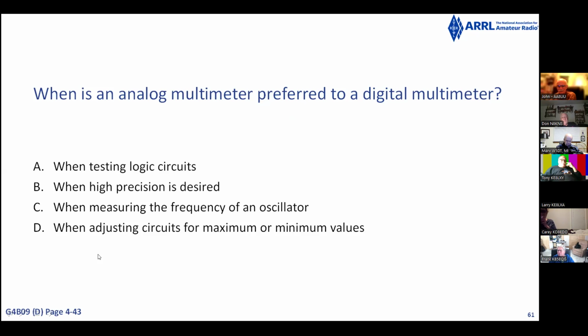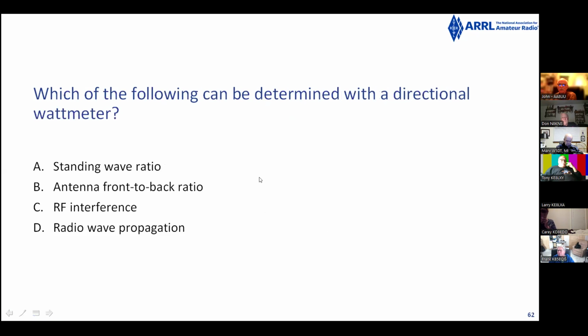Not that they're that great, but... Which of the following can be determined with a directional watt meter? That's what you were talking about. Standing wave ratio, antenna front to back ratio, RF interference, radio wave propagation. SWR? Yeah, A. I was gonna say that B there almost got me, front to back, but that's talking about a Yagi where it throws more RF in one direction than the other. That's the front to back ratio.